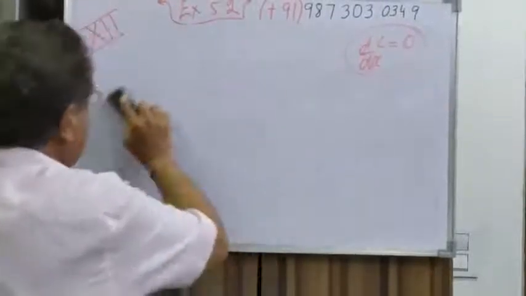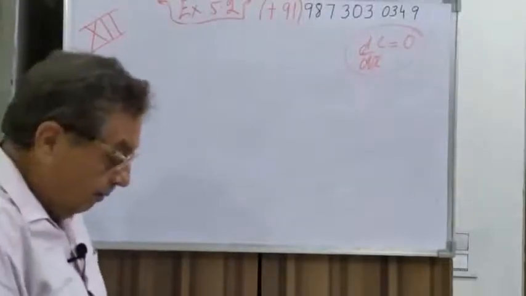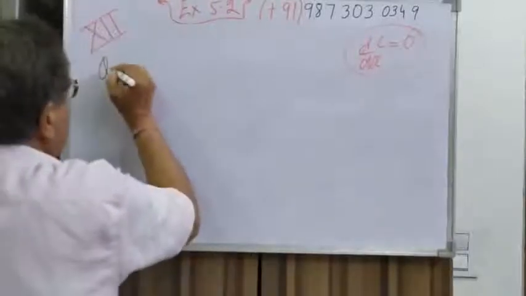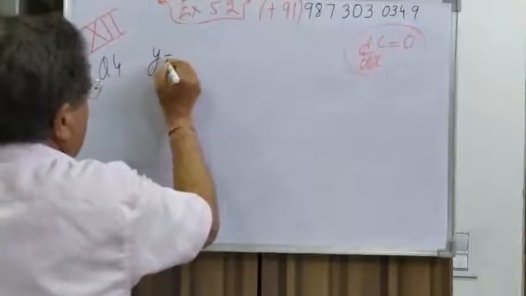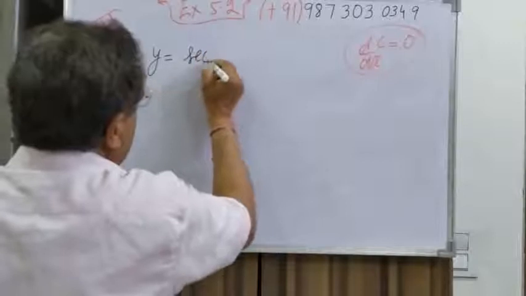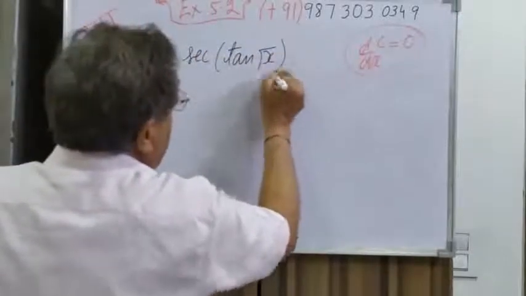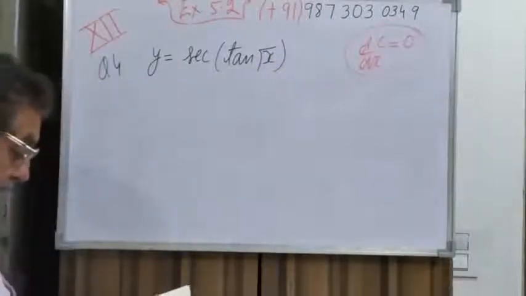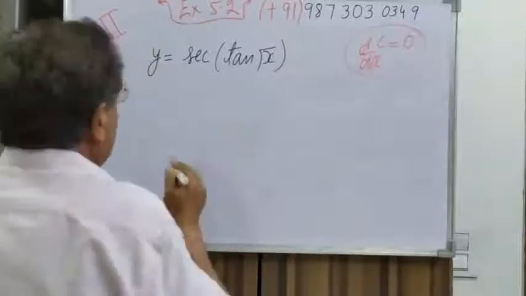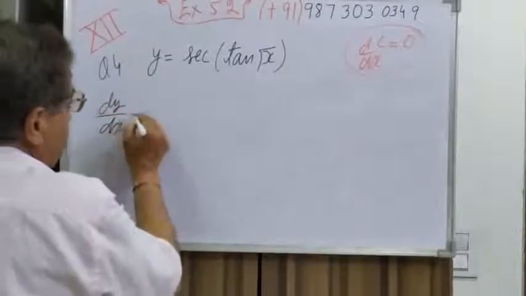The next question of this exercise, the next important question, is question number 4. That is a little more complicated. y is equal to secant of tan root x. Secant of tan root x. So now write down dy upon dx.